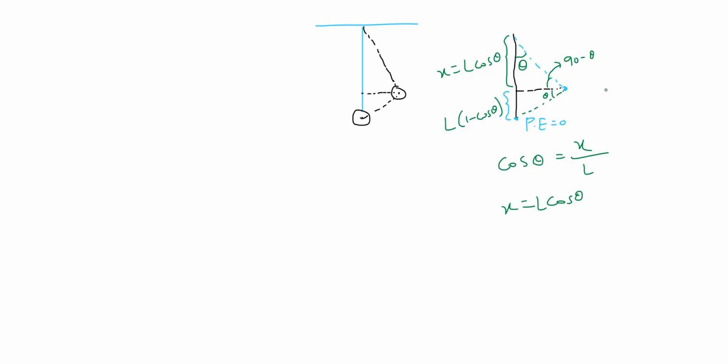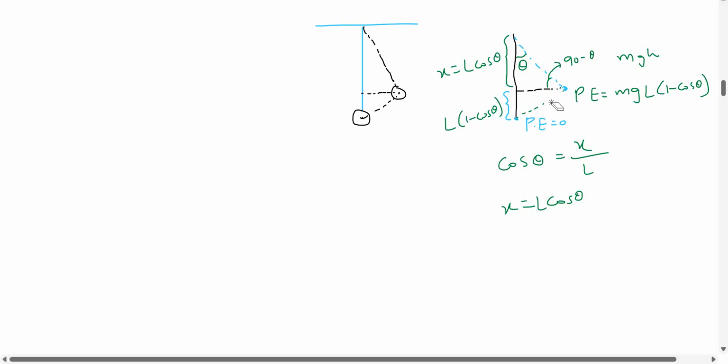So potential energy is mgh for a mass. Here we have to calculate with reference, and the reference is 0. So at a height L into 1 minus cos theta, the potential energy will be mgh, which is mgL into 1 minus cos theta. This is the potential energy, and we really don't need this; without it we can calculate.